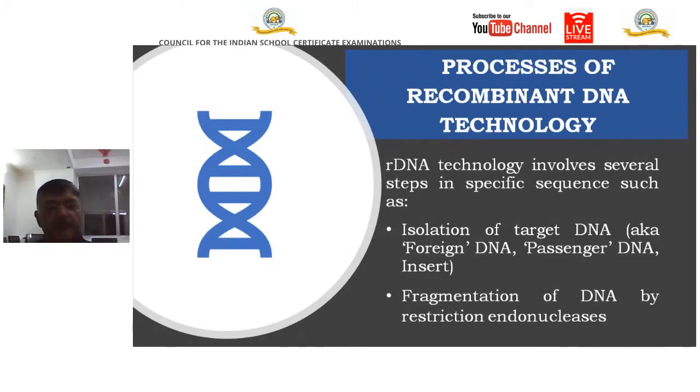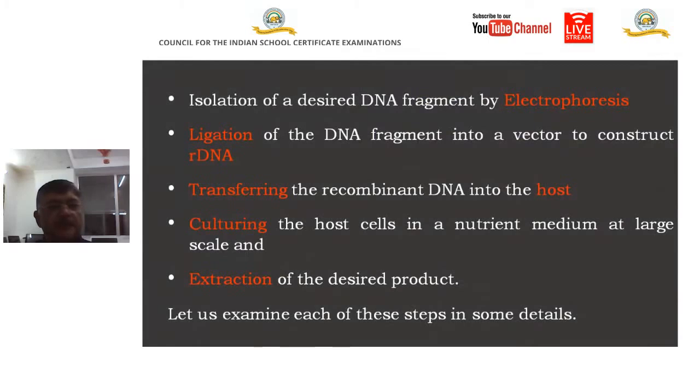For this, we use a very specific and very characteristic enzyme, called the restriction endonuclease. There are a variety of restriction endonucleases available for doing this. So we isolate the DNA, cut it into fragments, then we isolate that gene of interest by a process called electrophoresis.